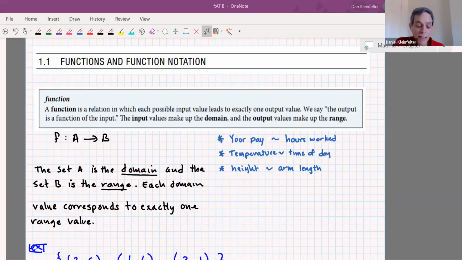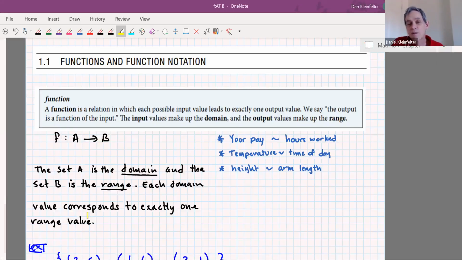The way we might write this, functions often have a letter name. In math, they're often F's, G's, and H's. So we might write here, as we've done here, f, a colon, and then A, and then an arrow, and then B. This says f is a function that takes elements from a set A, that would be the domain, and gives back elements of a set B, which is the range. So the set A is the domain and the set B is the range. Each domain element or domain value corresponds to exactly one range value.